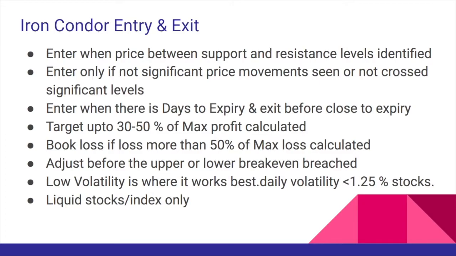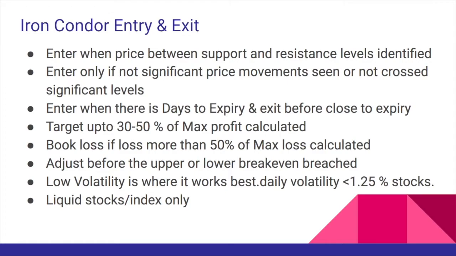Now the target should not be kept for long. You should take 30 to 50%, then come out. Don't wait for the maximum profit to happen; it never happens, right? So book the profit the moment you get it, once you get 50% of the max profit that you already calculated. Also book the loss whenever it goes 50% below that. Adjustment is not mandatory, but if you feel there is sufficient time left for the expiry, then only adjust. And it has to be done before the break-even point is breached.